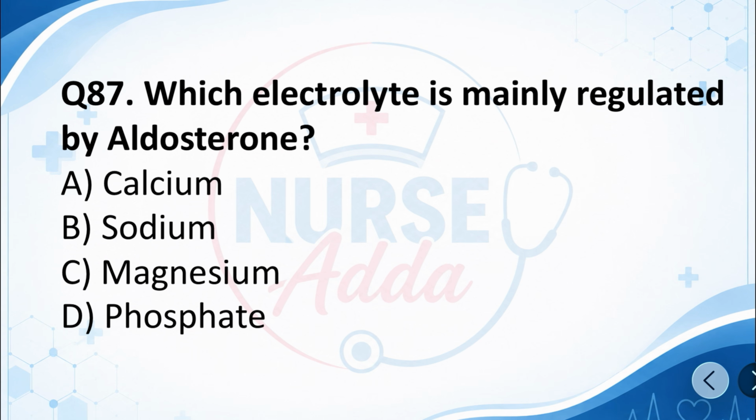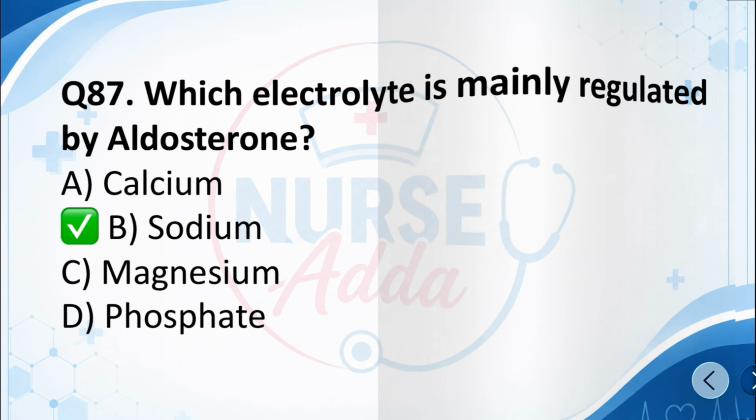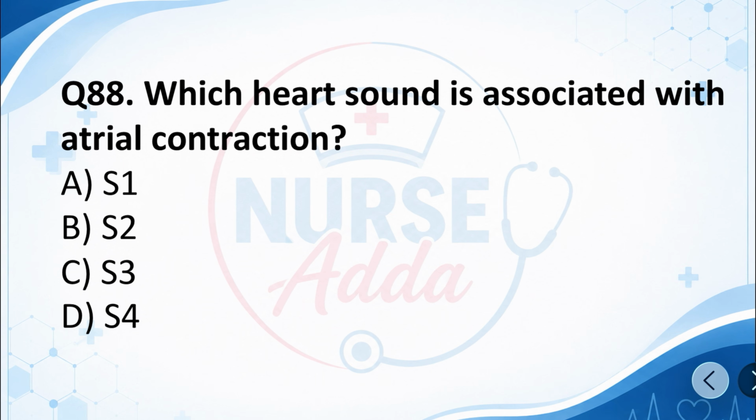Next question, which electrolyte is mainly regulated by aldosterone? The right answer is option B, sodium. Next question, which heart sound is associated with atrial contraction? The right answer is option D, S4.